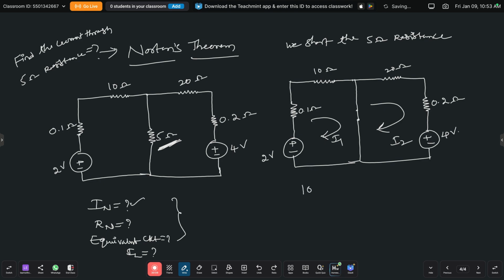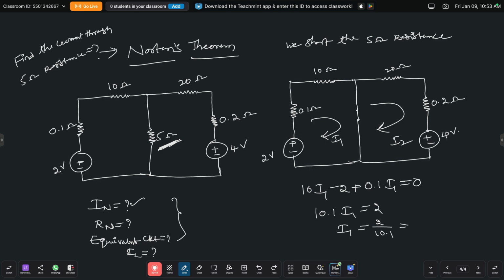So for loop 1 we get 10I1. So it is 10 is linked with loop 1. So 10I1 minus 2 plus 0.1I1 is equal to 0. So therefore 10I1 plus 0.1I1, that means 10.1I1 is equal to 2. Therefore, I1 is equal to 2 by 10.1. What is the value of 2 by 10.1?